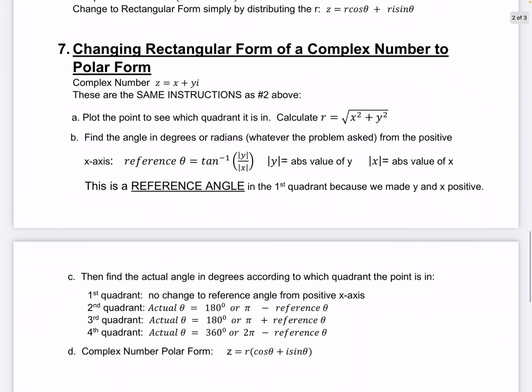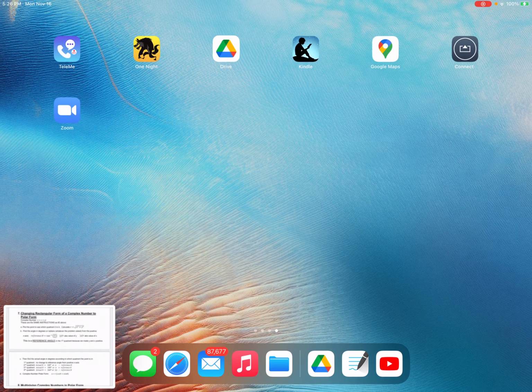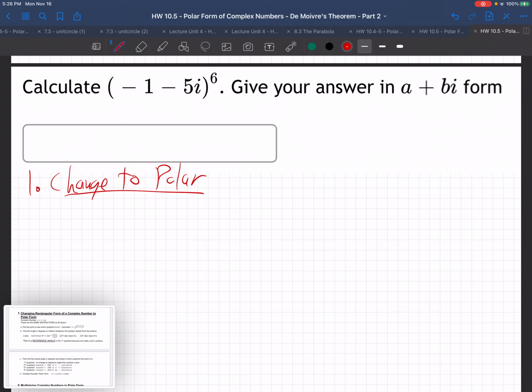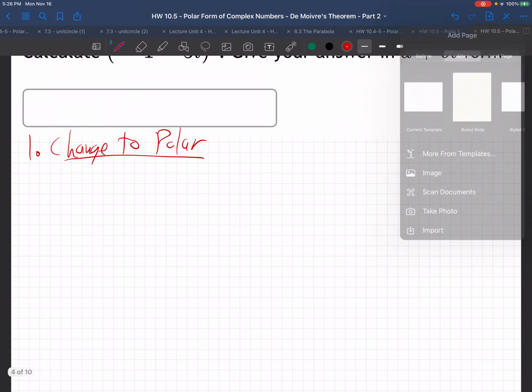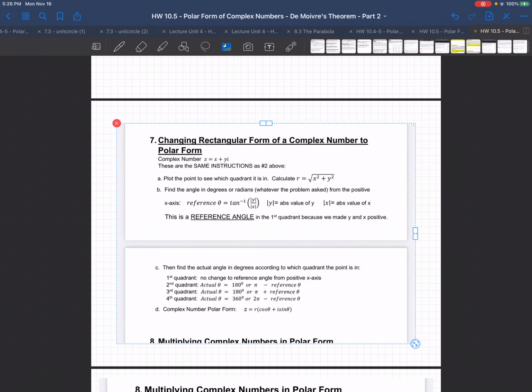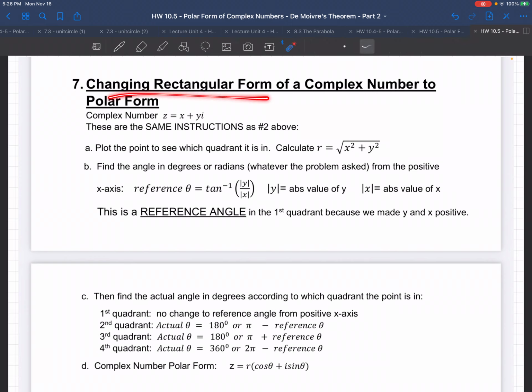That's number 7. Changing rectangular form to polar form. Here, I'll bring that one over as well. That's an earlier instruction, which I'll put right here for you. There it is. How do we change rectangular form to polar? Step 1, plot the point to see which quadrant it is in and calculate r.